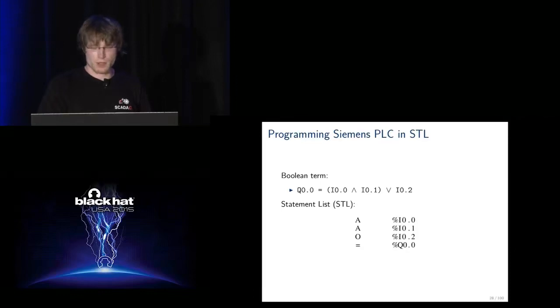So let's see how a program looks. We have here a simple Boolean term. We set the first output of the PLC depending on the first three inputs, which means output Q0.0 is true if the first two inputs are true or the third input is true. This term looks in statement list like you see on the slide. Statement list is an assembler-like language and is the basis of all PLC programs in the Siemens world.